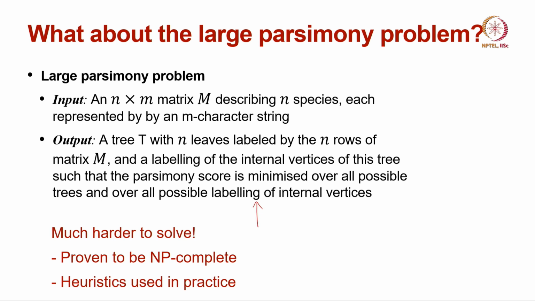Therefore, in practice, different types of heuristics are used to solve this problem. For example, greedy heuristics, branch and bound heuristics, and so on. However, we will not be covering those heuristics in the course syllabus. So, I want to emphasize that the large parsimony problem is much harder to solve, and in practice heuristics are used to solve this problem.